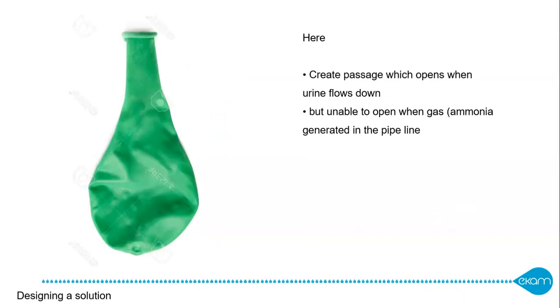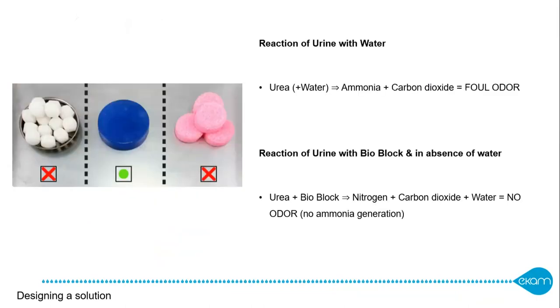The second method was creating a no-go plug. I am just showing a balloon here, because it indicates that it is always deflated. If I put this balloon in a urinal drain point, it will always be deflated. Whenever urine comes down, it will inflate and then deflate again, so that the gases generated will not come back. That's another method of creating a membrane in between.